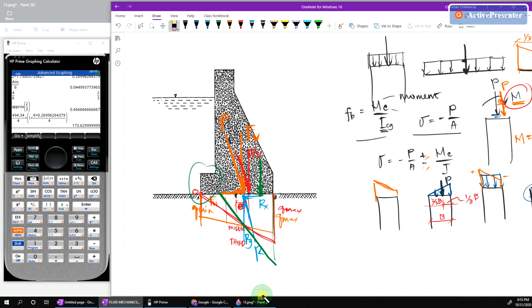Ang mangyayari is yung area under compression, so initially doon sa unang two examples natin, yung area na kino-consider natin is yung buong ilalim ng dam. So if lumayo masyado yung ating resultant, lumampas tayo sa middle third, then yung area na kino-consider natin under compressive stress is lumiliit. Okay? So kaya nag-iiba na yung formula natin doon.